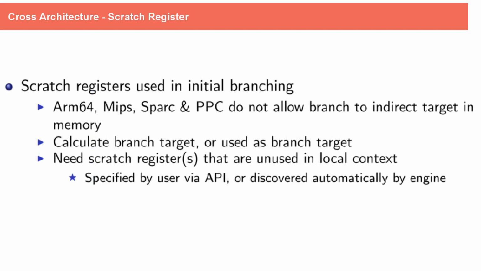Scratch register. Remember that we need to branch from the original place to the callback or to the trampoline buffer, right? However, many CPUs do not allow branching to an indirect target in memory. So that's why we need some temporary register to branch to the register, but not to the memory. So we need to use some scratch register to calculate the branch target. And again, it depends on the CPUs.